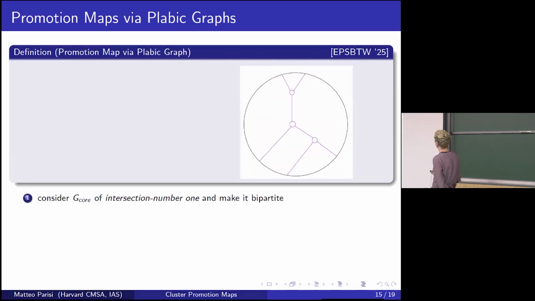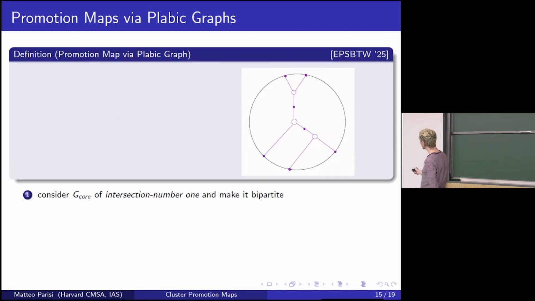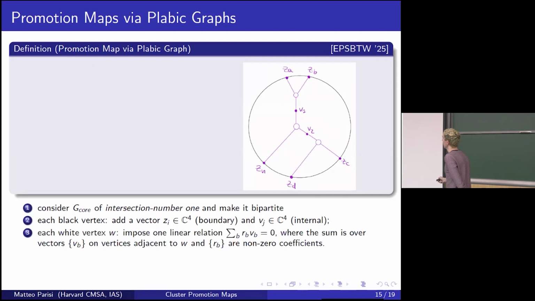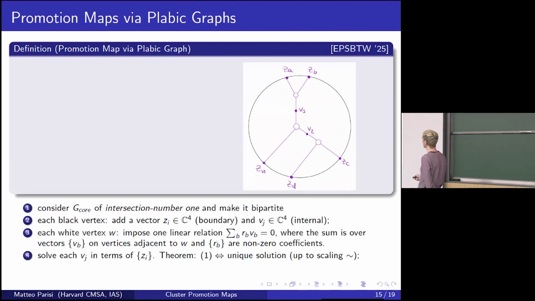But we thought about how do we generalize this? And I'm going to use the same example in the graph, but the description is going to be more general. So if we start with a plabic graph that has intersection number 1, and we make it bipartite by adding some black vertices, then we do the same thing as before. We add for each black vertex a vector in C^4, and I call them Z for the external and V for the internal. And then for each white vertex, I impose a linear relation. And then I solve all the internals in terms of the externals.